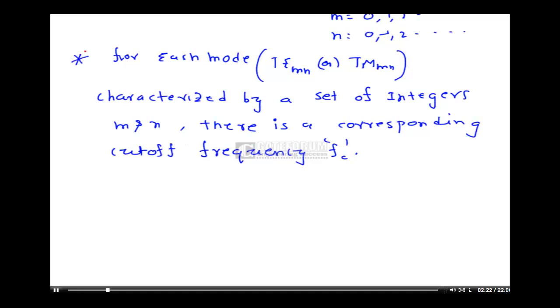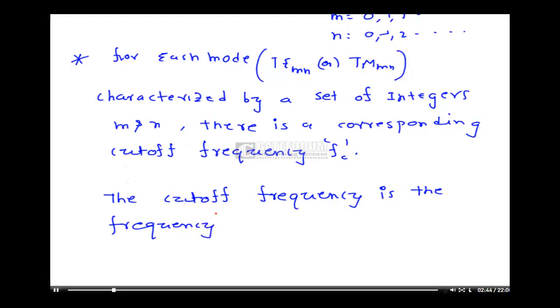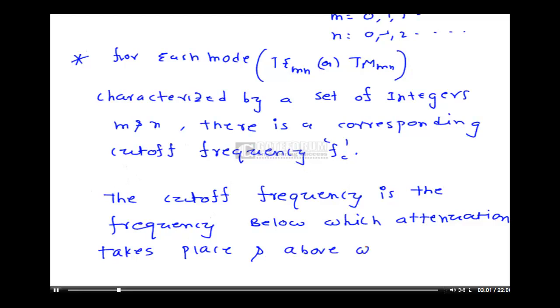So, how we can define the cutoff frequency is: the cutoff frequency is the frequency below which attenuation takes place and above which propagation takes place. We already discussed this clearly.